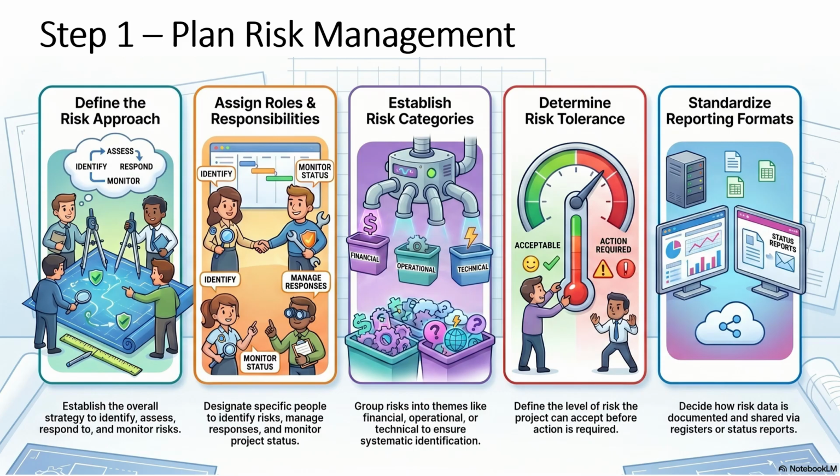And the fifth element is standardizing reporting formats. These involve deciding how risk information will be documented and communicated, for example, through a risk register, status report, or regular risk review meetings. So, overall, step one is about creating the structure for managing risk. It sets the rules, responsibilities, and approach that guide all the next steps in the risk management process.